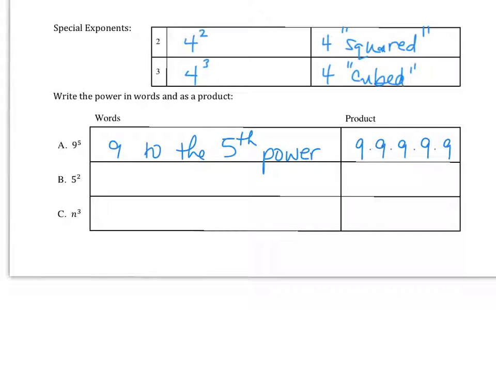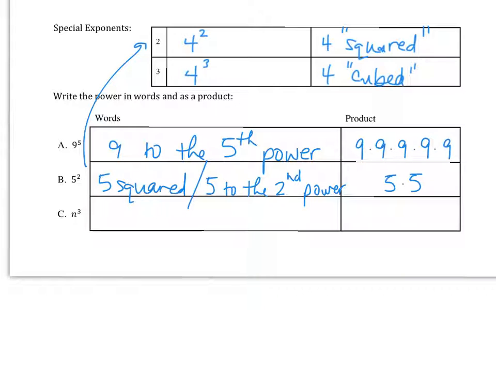Marisol, B, what did you write? 5 squared. All right, so she wrote 5 squared. She used the idea from up here. Did anybody not use 5 squared? All right, what'd you write? 5 to the second power. All right. Brian, what did you write in terms of a product? 5 times 5. Okay. All right.